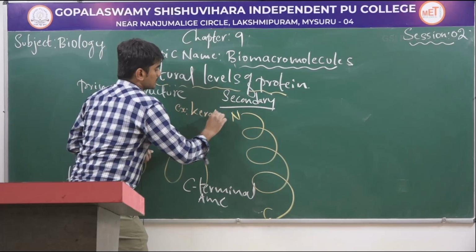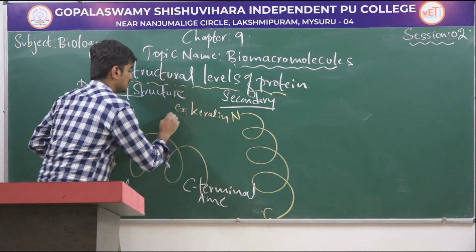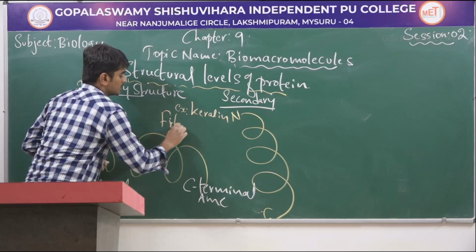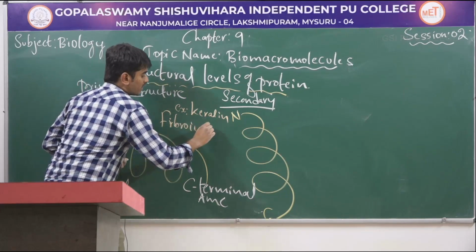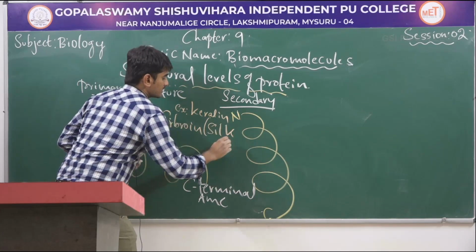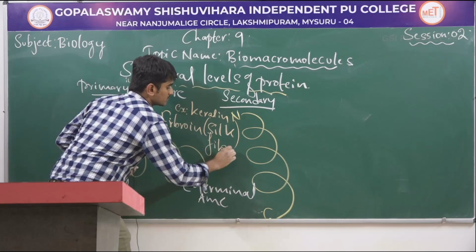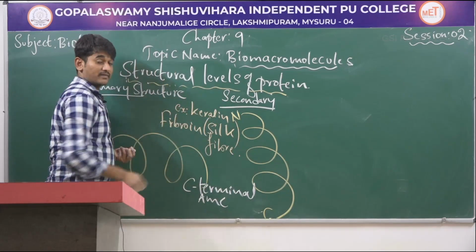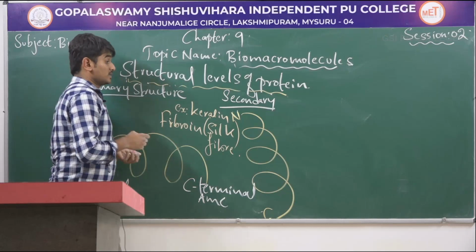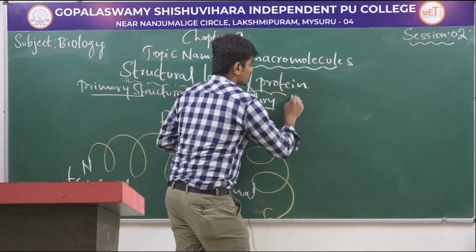keratin and fibrin in silk fiber. Yes, these are all about secondary structure of protein. Yes, the next one is tertiary structure of protein.